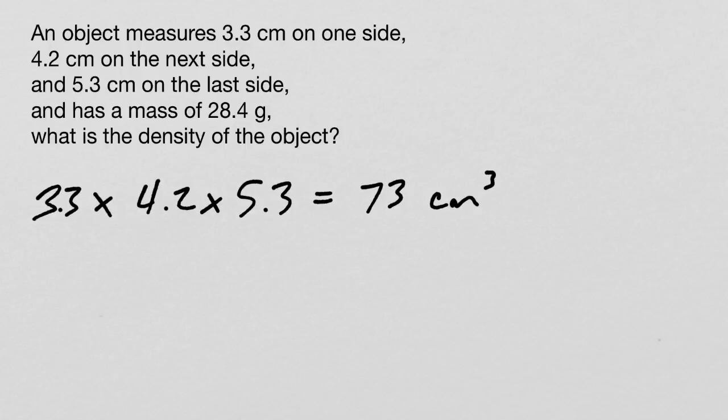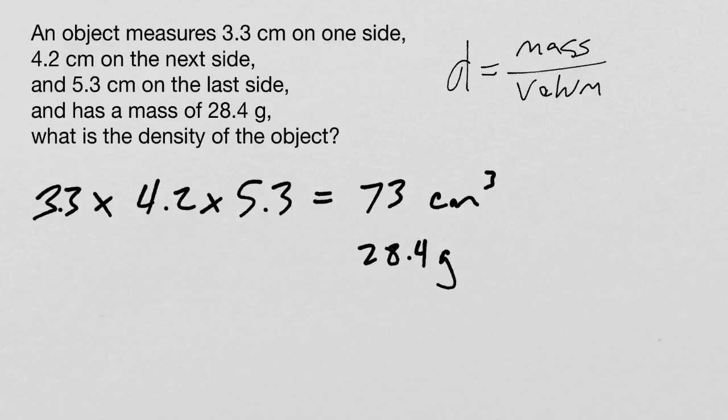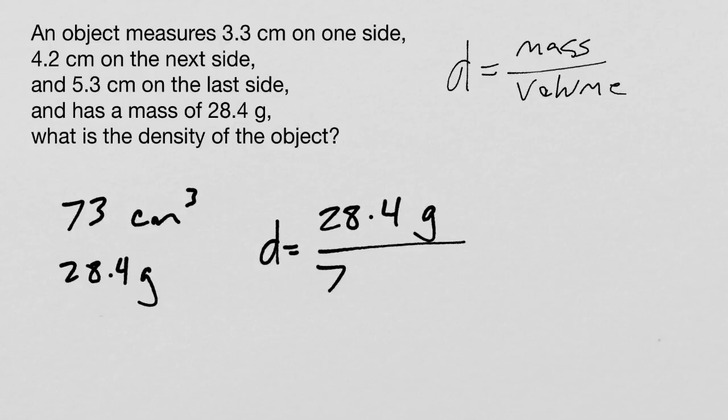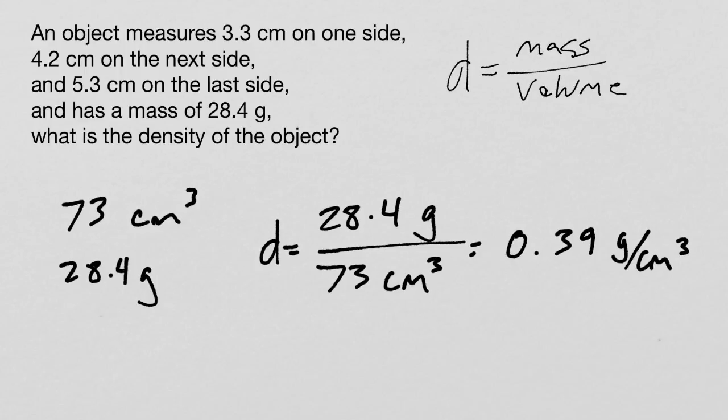It has a mass that is equal to 28.4 grams, and so our formula for density is mass over volume. So if we plug in these values, density will equal 28.4 grams over 73 centimeters cubed, which equals 0.39 grams per centimeter cubed. And you have to make sure to show the units.